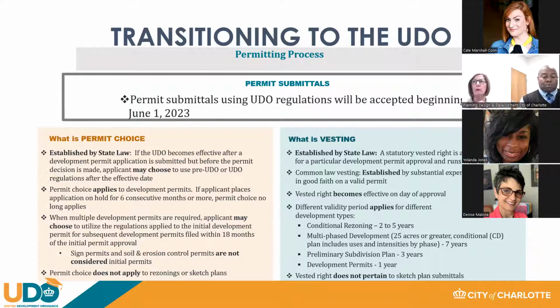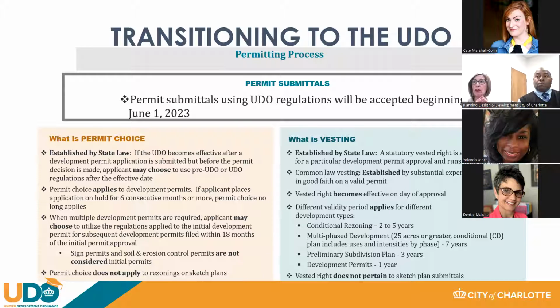So one of the questions everybody asks is, what is permit choice? This was established by state law. If the UDO becomes effective after a development permit application is submitted but before the permit decision is made, or in our case, we call it approved, the applicant may choose to use the pre-UDO or the UDO regulations after the effective date. Permit choice applies to development permits, but if applicants place applications on hold for 6 consecutive months or more, permit choice no longer applies.